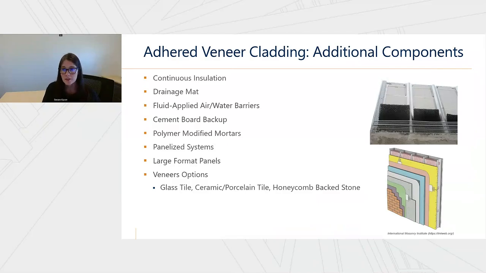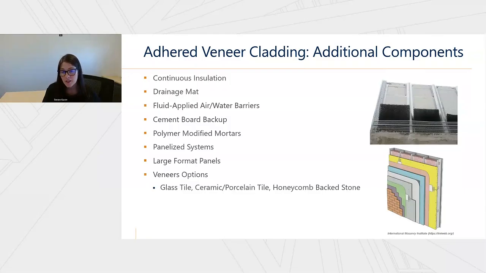Over the years, as these systems have evolved, there have been additional components added, and we'll go through a few of these. Continuous insulation: due to changes in the energy code, a lot of our adhered veneer systems are going to be required to have continuous insulation. In this example from IMI, the image on the bottom here, the rigid insulation would be the blue element that we see. Drainage mats are also another common element being included in our adhered veneer systems.